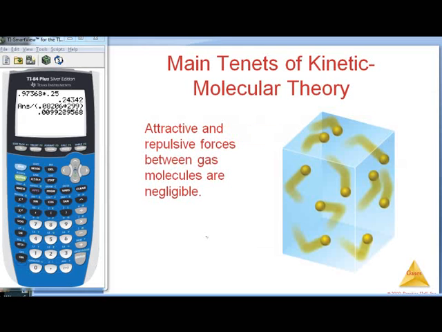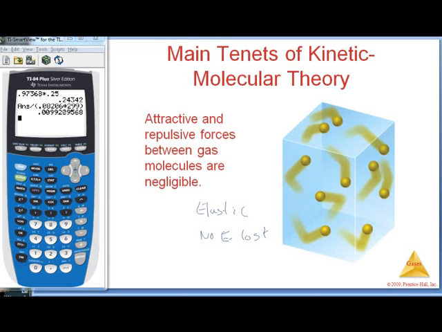Attractive and repulsive forces between gas molecules are negligible. So what that says is there's no attraction between these gas molecules, and because there's no attraction, there is no slowing down when they hit each other or when they hit something else. There's nothing causing them to slow down. So another way of saying this is that the collisions are elastic, which means that no energy is lost. So they don't slow down when they hit each other, or if they hit the side of the container.